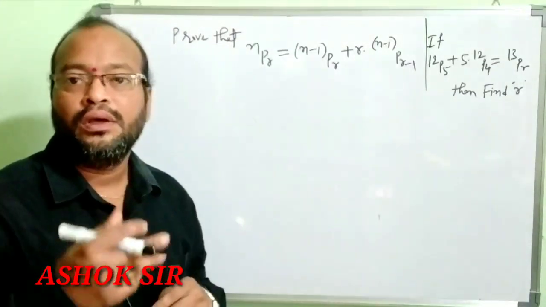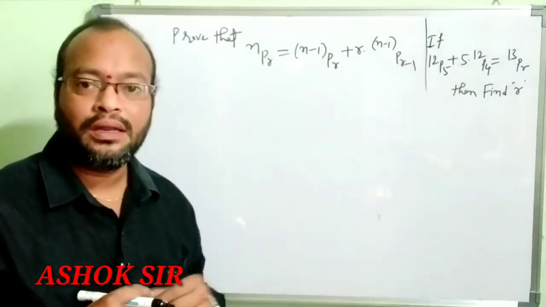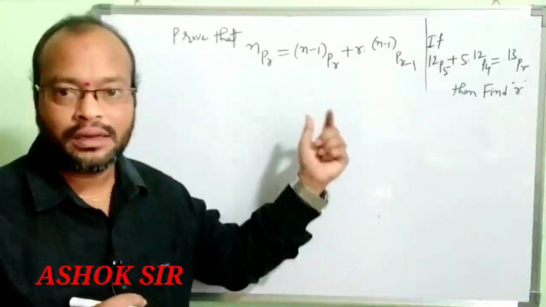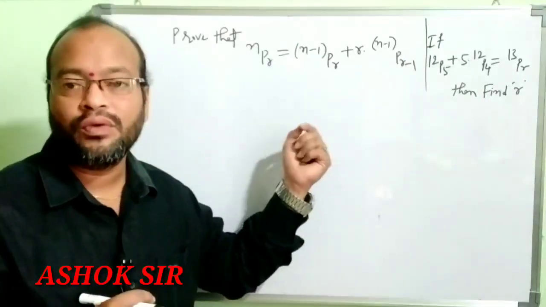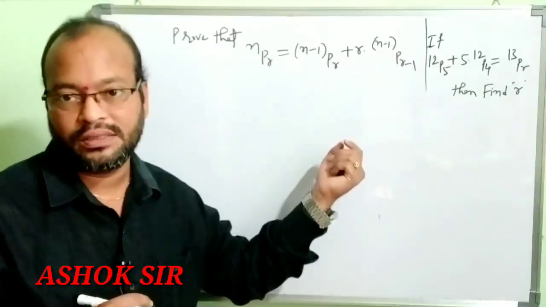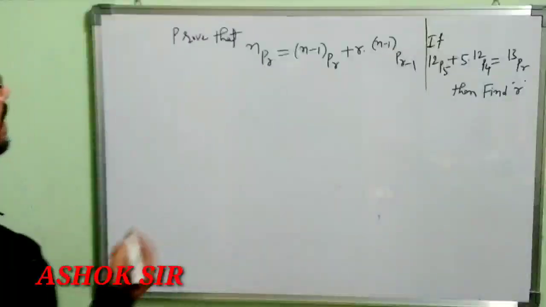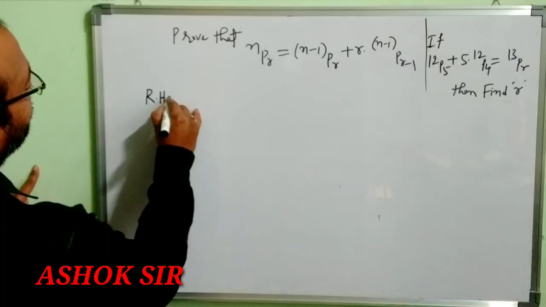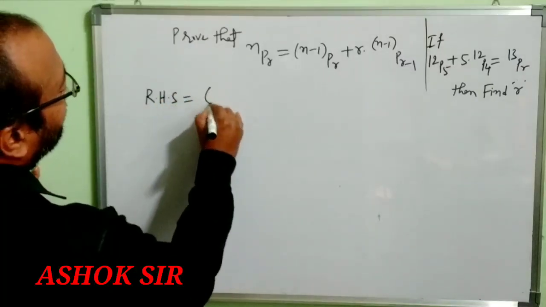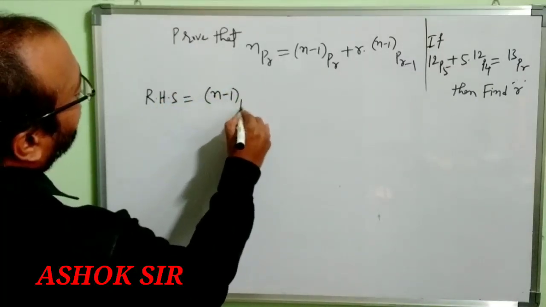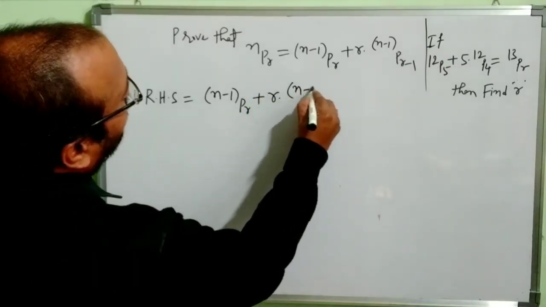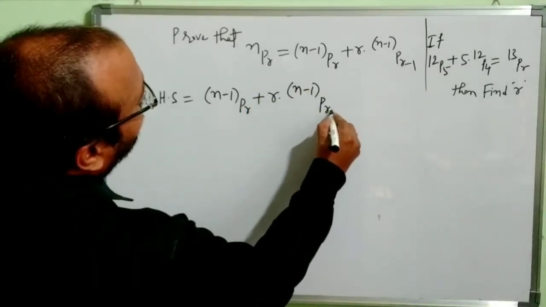We discussed so many formulas for nPr. This is one of the important formulas. First we will prove it, later we will discuss where we will apply it and how they will ask the question. Right. First take the RHS part. What is given here? (n minus 1)Pr plus r into (n minus 1)P(r minus 1).